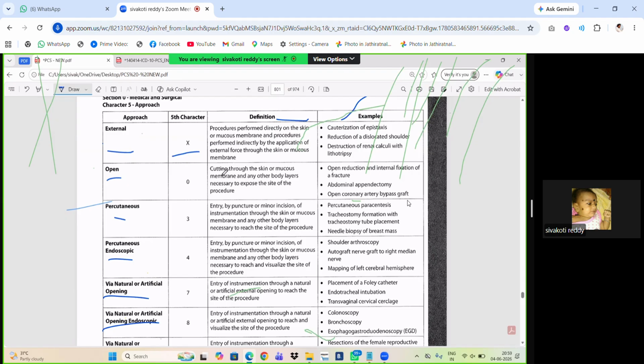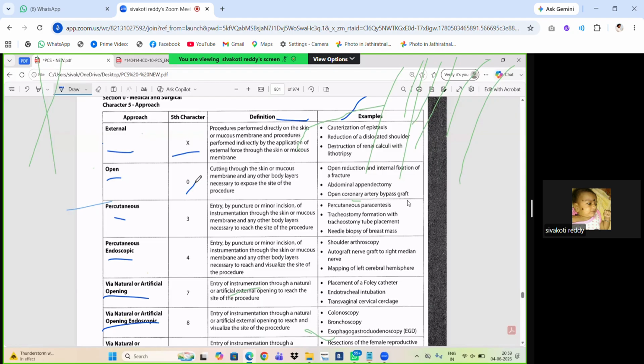Then open. Open means the normal procedure. They will cut the skin or mucous membrane, other layers, and reach the procedure site and complete the procedure. Again, they will suture it after completing the procedure. It should be open. They will open the body part, the site of the procedure, to perform it.